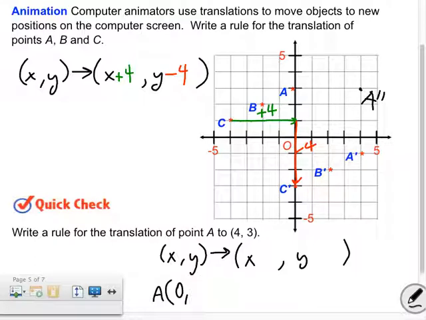0, 3, correct. 0, 3. So using arrow notation, we have a translation, and we get A double primed. And how do we get A double primed? What was A double primed? It says right here, 4, 3, right?